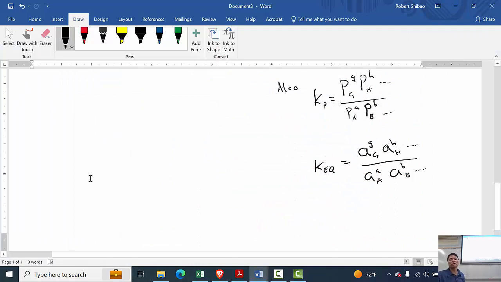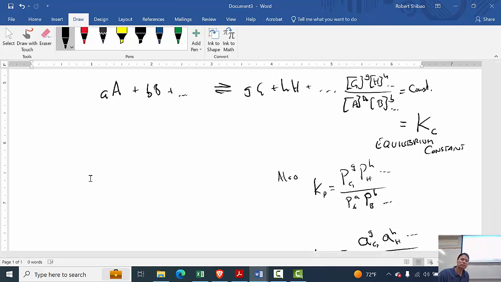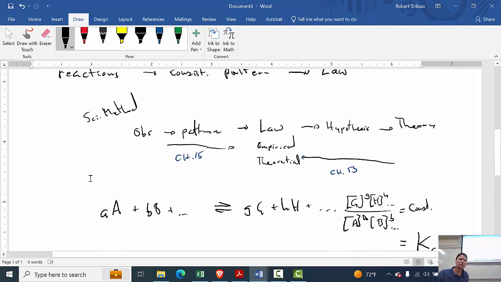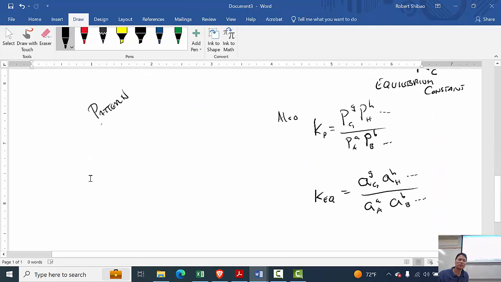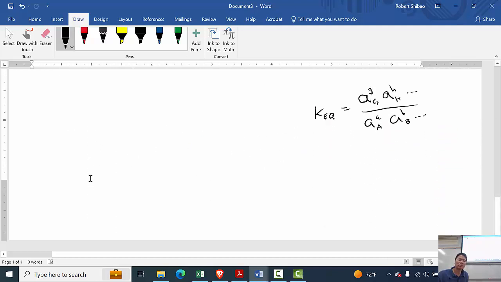We don't actually calculate the activities. We just approximate the activities to simplify this. But anyway, this is the pattern. And so what we do is we test the pattern to make sure it holds. And it's been tested over lots of reactions, lots of experiments. And we see a consistent pattern here.